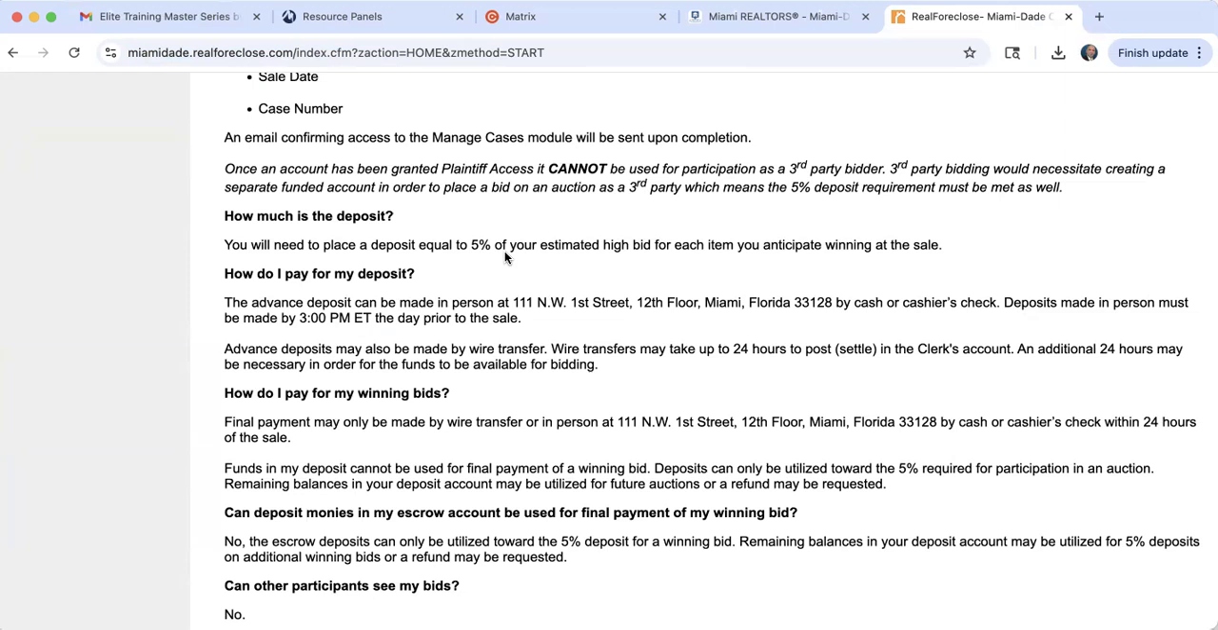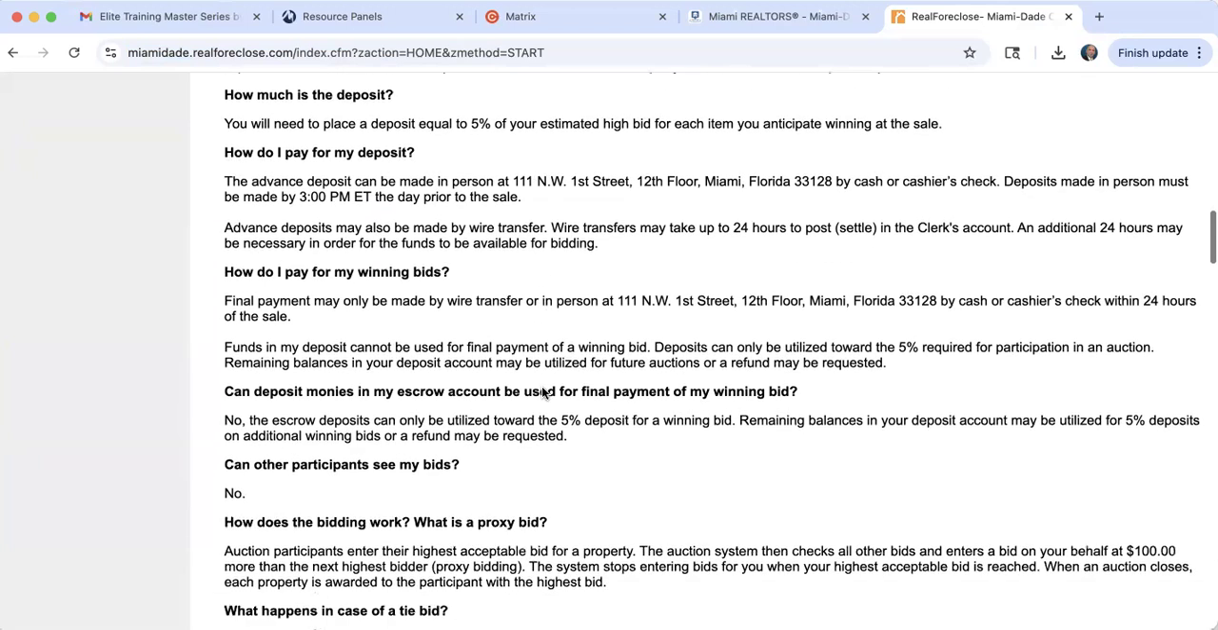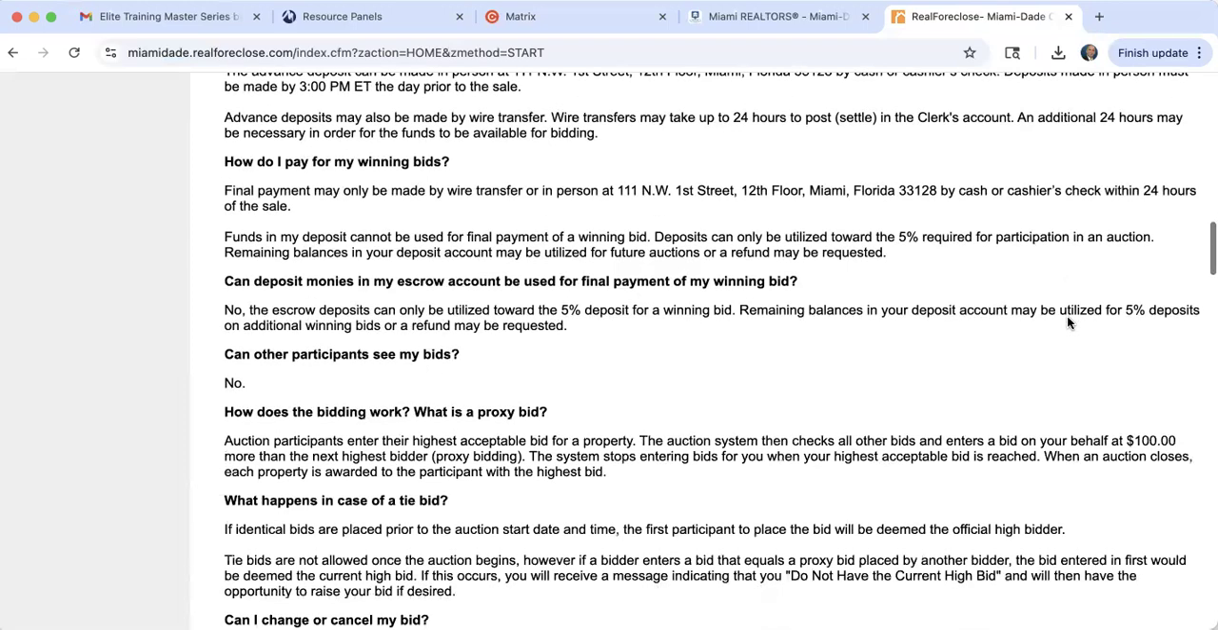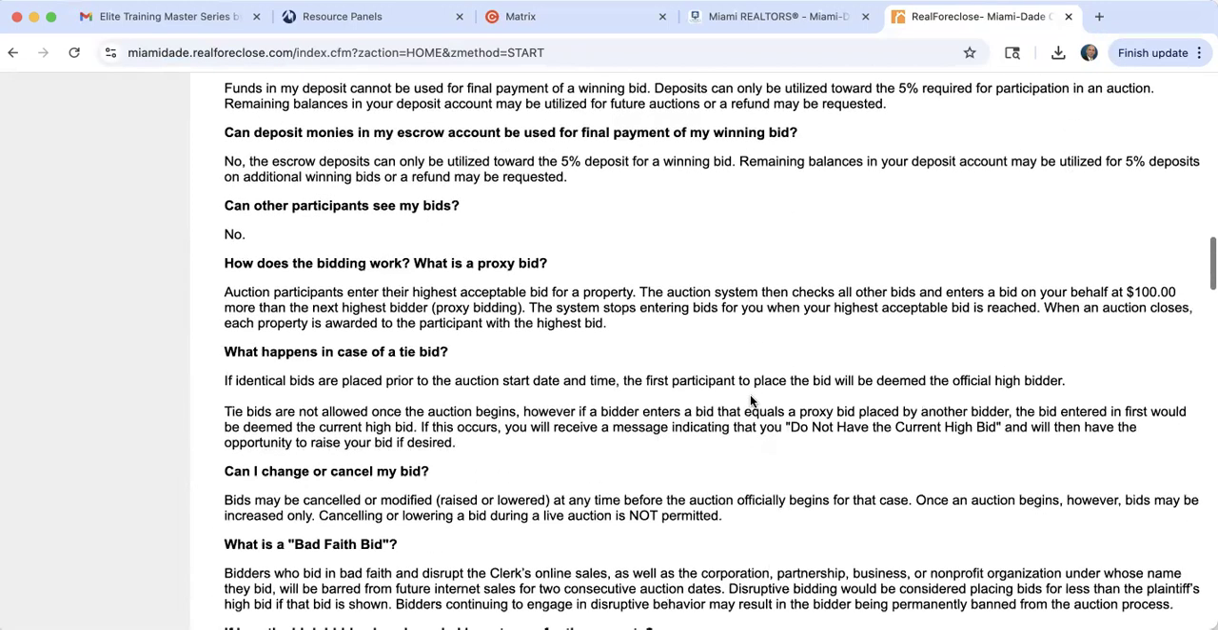Deposits are done electronically or they could be done in person, as you can see here. When your client wins the auction and wins the bidding, you can also pay it through here in cashier's check within 24 hours. The bidding happens online and it happens in increments of $100. So when you're bidding on a property, you're going to bid in increments of $100. You're not going to outbid someone by thousands of dollars. You're going to outbid someone by $100 max.